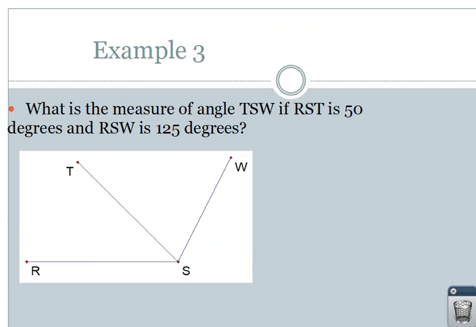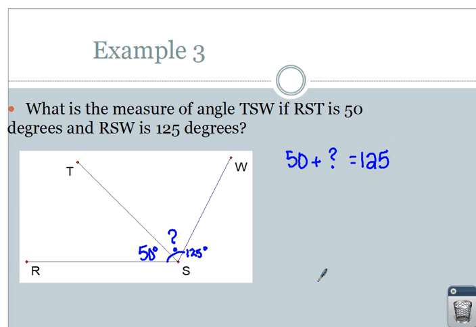All right, so let's go use it. They're asking, what is the measure of angle TSW if RST is 50 degrees and RSW is 125? So RSW, this whole angle, is 125. TSW, if you add it with RST, then you would get 125. So 50 plus something equals 125. We'll write that down.